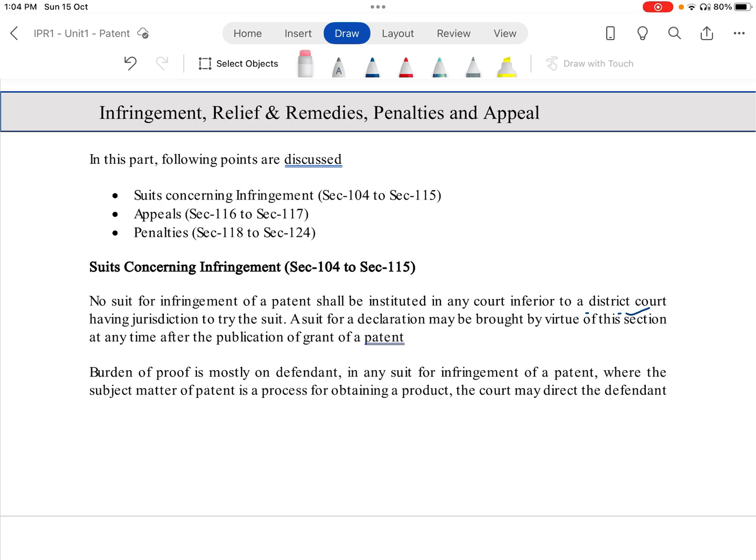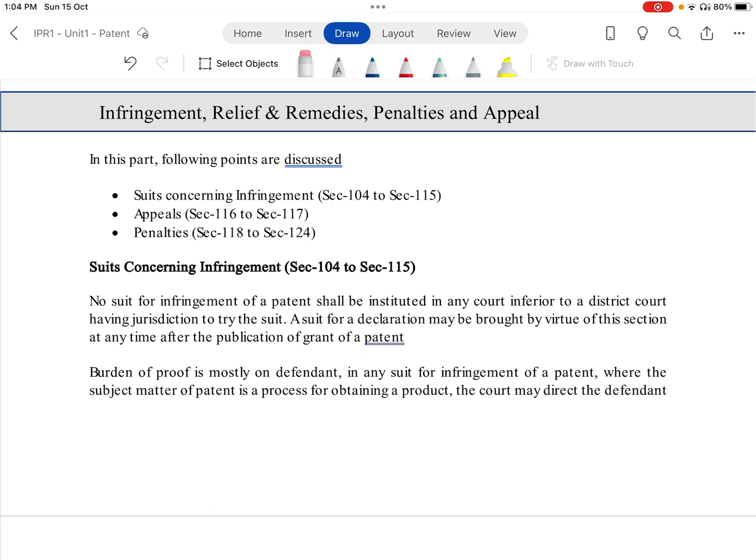Initially, the first point I want to make is that any case related to IPR, intellectual property rights, or patents should be instituted in a court which is not lower than a district court. If it is inferior to a district court, we should not raise any case, and that district court should have jurisdiction to try the suit. Very simple here. The minimum court where we can initiate infringement cases is the district court.